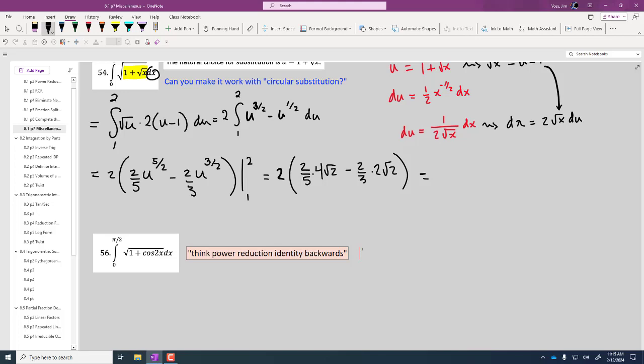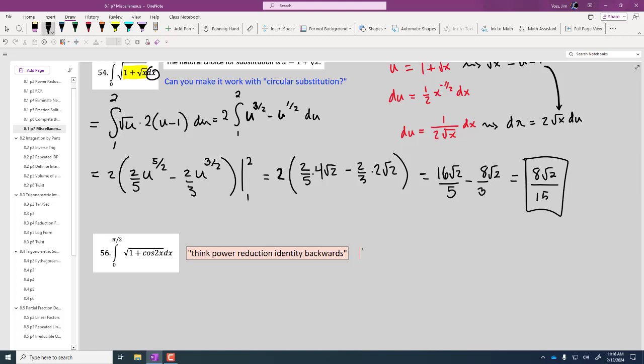All we can do is simplify this a little bit. So we're going to have 2 distributed, so we'll have 16 root 2 over 5. Oh, I guess we're going to have some more. That's going to be 4 times 2 is 8 over 3 root 2. Combine those, so 3 times 16 is 48. 48 minus 40 is 8 root 2 divided by 15. So sometimes we'll have substitutions that have that circular kind of weird feel to them.